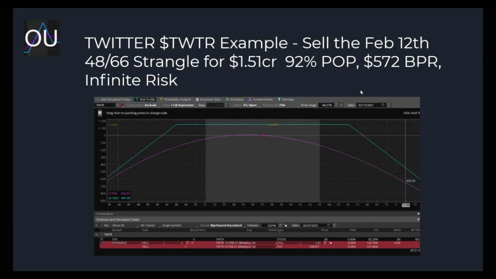So let's look at Twitter, for example. We want to sell the February 12th, which is next week, 48.66 strangle for $1.51 credit. It has a 92% probability of profit, which would be 0 or more return on that, not max profit. And it has a 572 buying power reduction, but it has infinite risk. And let's take a look why that is in the platform.